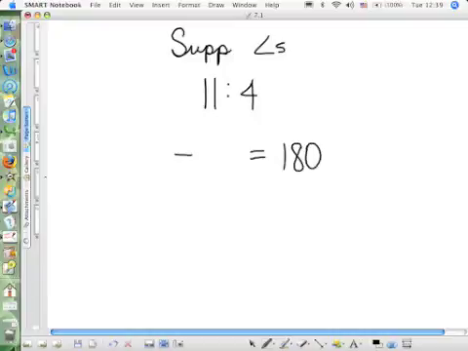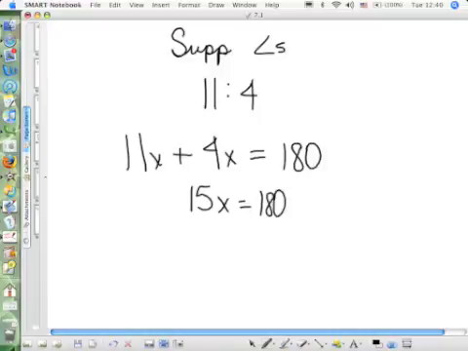Now, the 2 angles are in a ratio of 11 to 4. Now, obviously, it's not 11 degrees and 4 degrees because that just adds up to 15 degrees. So we need to figure out what is that factor that they're going to be multiplied by. So 15x is equal to 180. What do I multiply times 15 to get 180?